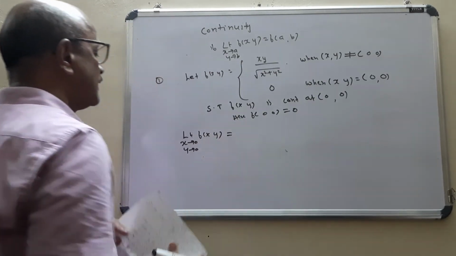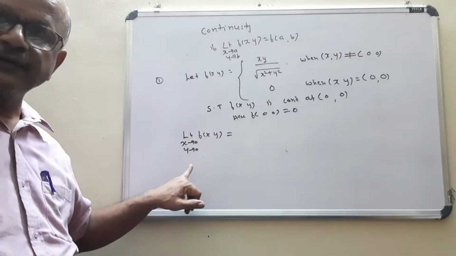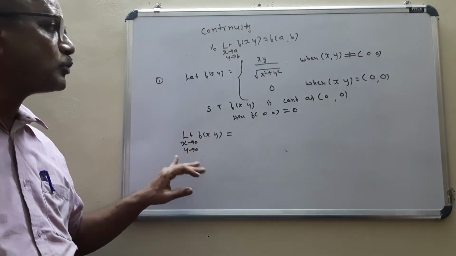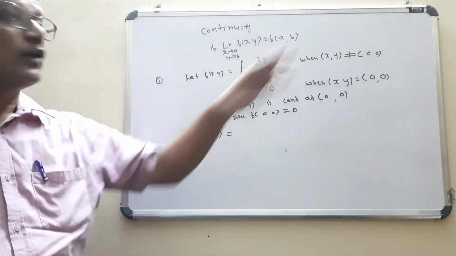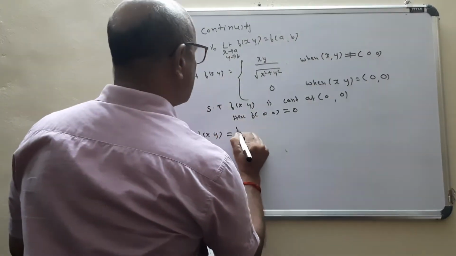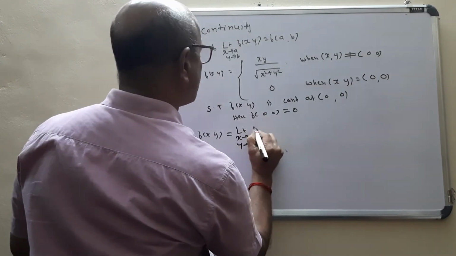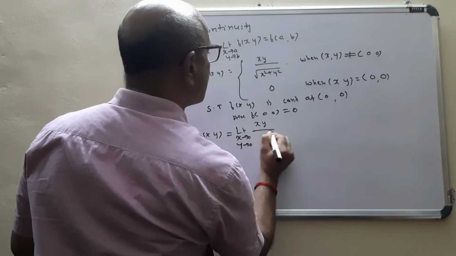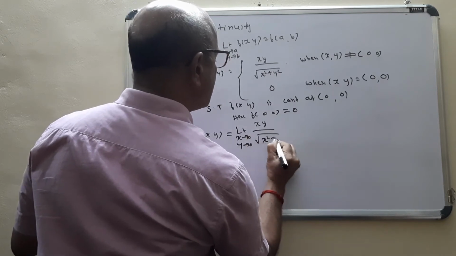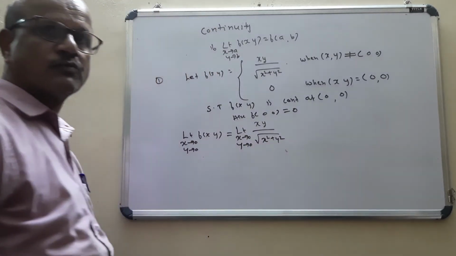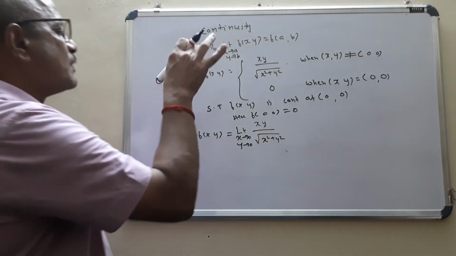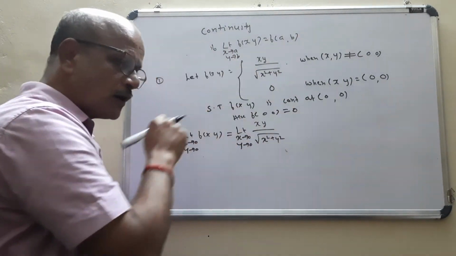Now, let us try to find the limit as x goes to 0, y goes to 0, of f of xy. See here, x tends to 0, y tends to 0. That is, x and y both are tending to 0, but they are not equal to 0. Hence, the function is xy divided by the square root of x square plus y square. Now it's a problem on limit. You know how to solve it.